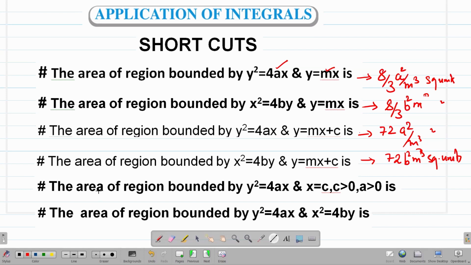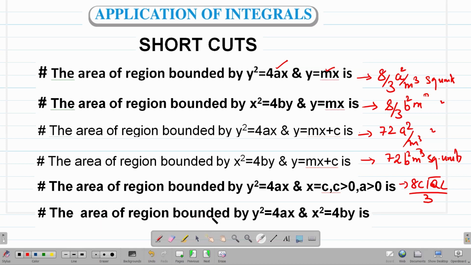The next shortcut is the area of the region bounded by a parabola y square is equal to 4ax and x is equal to c, a line parallel to the y axis, where c and a both are positive. Under this condition, area is 8c root ac upon 3, where a we get from the parabola and c from the line.